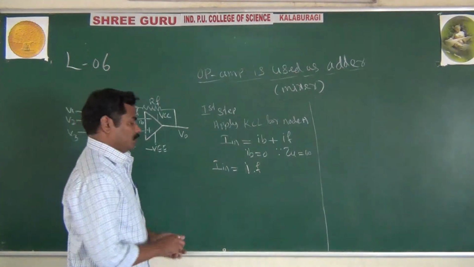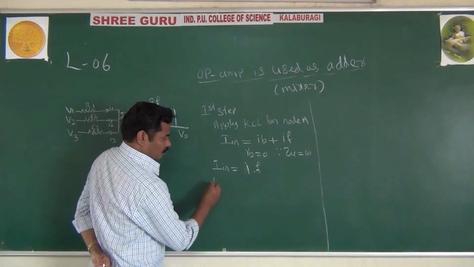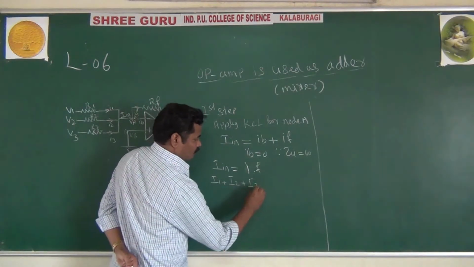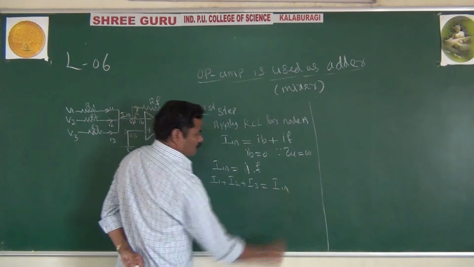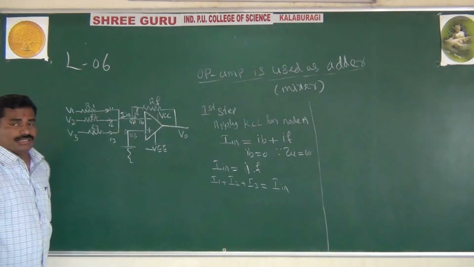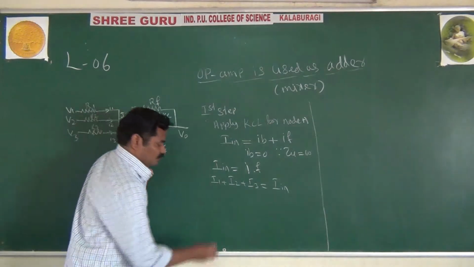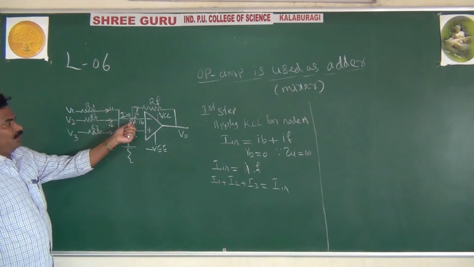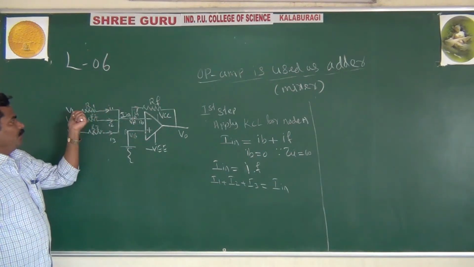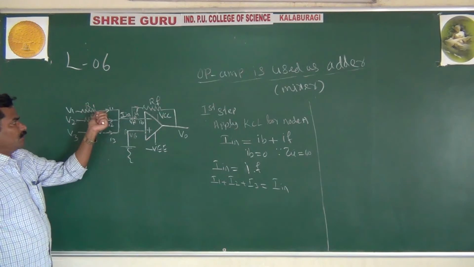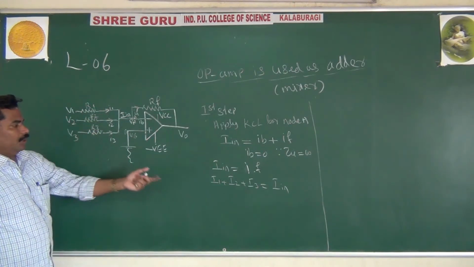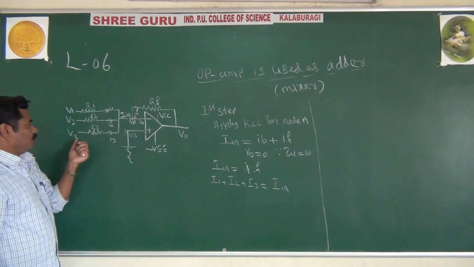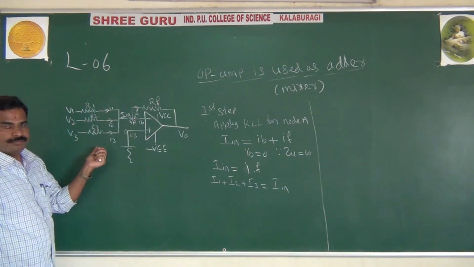In place of I, you can write I1 plus I2 plus I3 equal to IF. And you know what I1, I2, and I3 are. I1 is nothing but V1 minus VA by R1, I2 is nothing but V2 minus VA by R2, and I3 is nothing but V3 minus VA by R3.